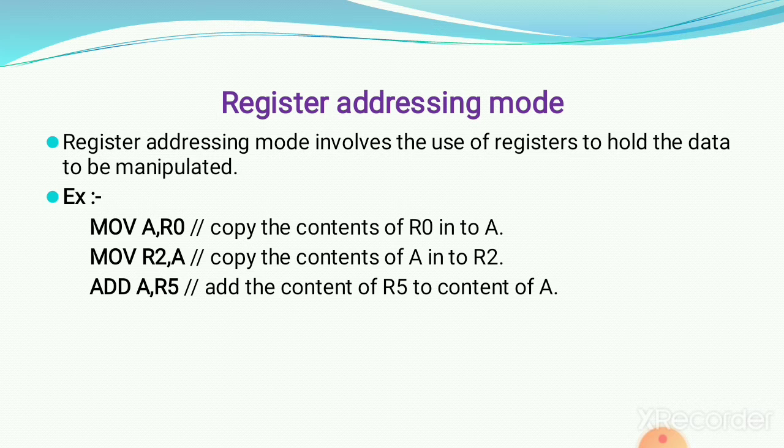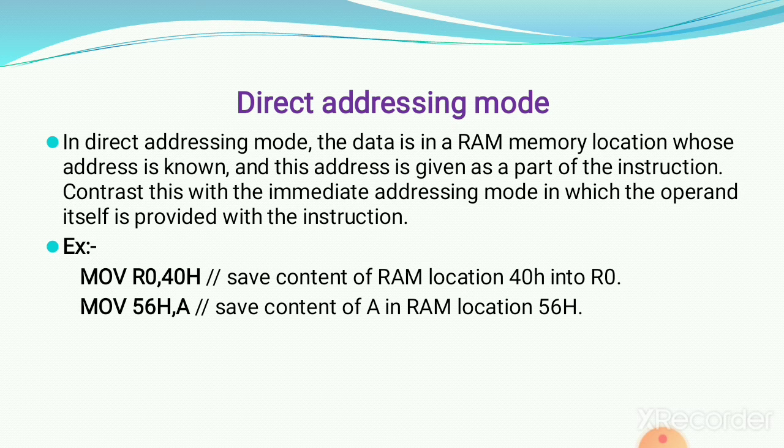Next example is MOV A, R0, which means copy the content of R0 into the accumulator. Next one is MOV R2, A: copy the content of the accumulator into the R2 register. Next, ADD A, R5: add the content of R5 to the content of A.